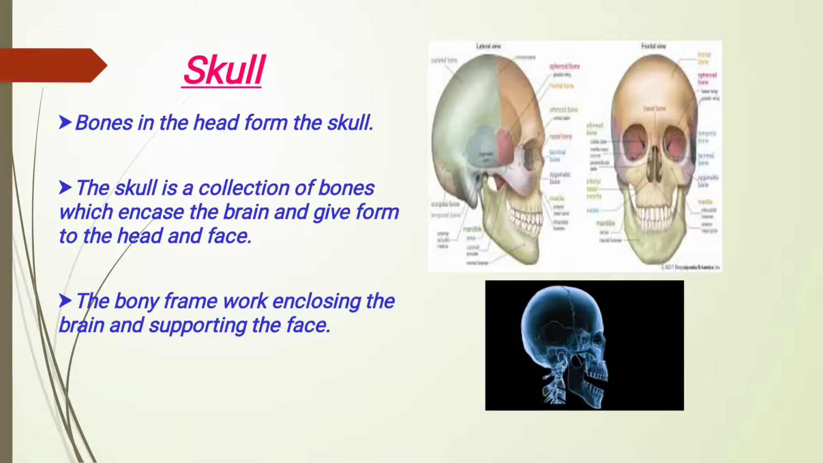Let's learn about the skull. Bones in the head form the skull. The skull is a collection of bones which encase the brain and give form to the head and face. It is the bony framework enclosing the brain and supporting the face. So what is there inside the skull? It is our brain. And because of the shape of the skull, our face gets its shape. Clear, everybody? All the bones of the head form the skull.